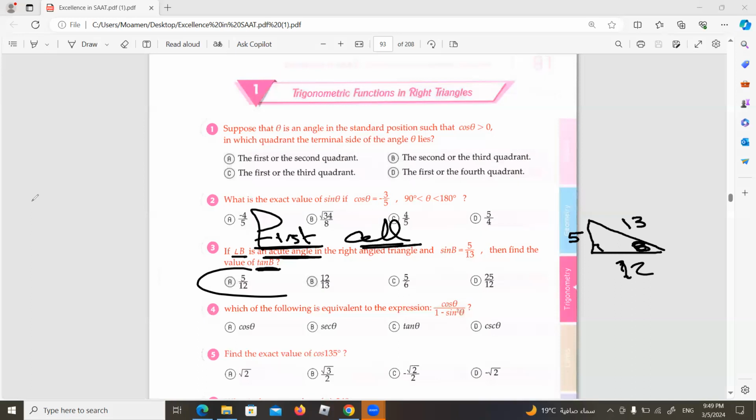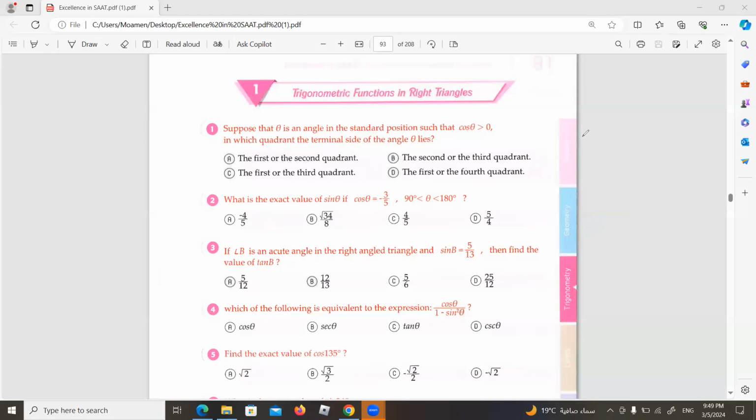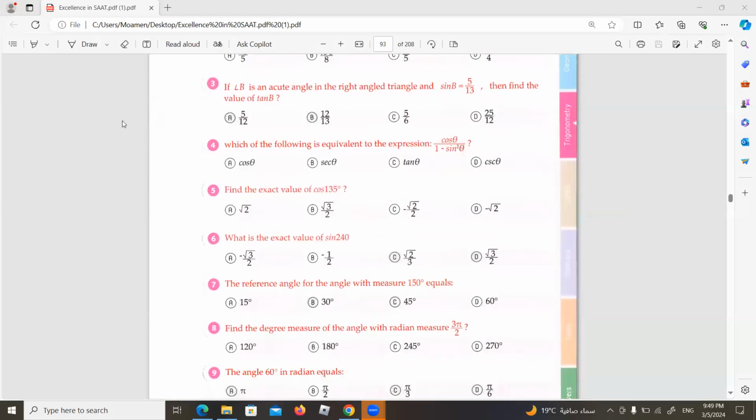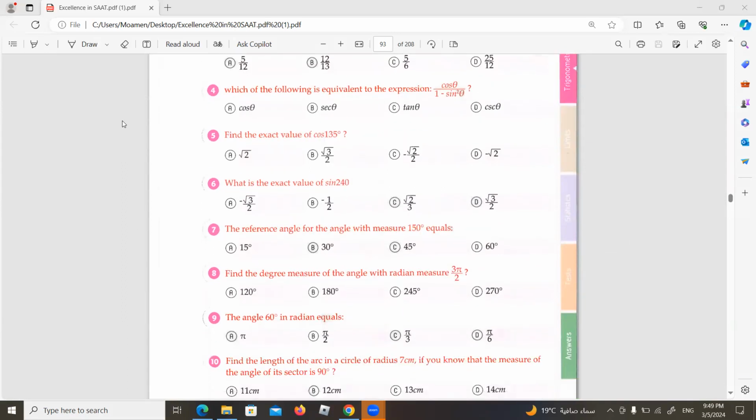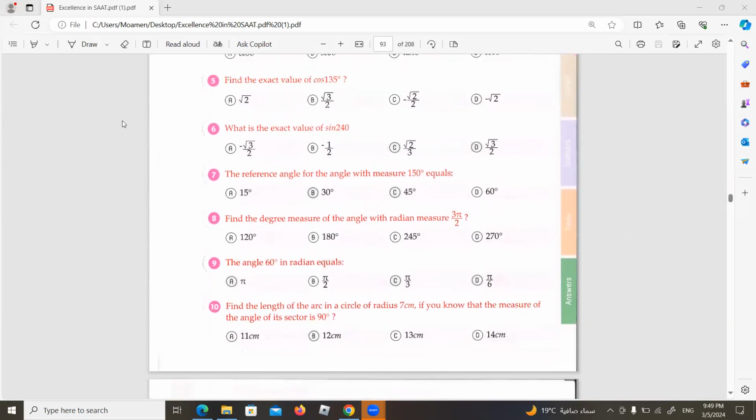We're going to number 4. But before number 4, I'm going to number 5, number 6, number 7, number 8, number 9, number 10, and return to number 4 at the end of the session. Okay, number 5. Find the exact value of cosine 135.